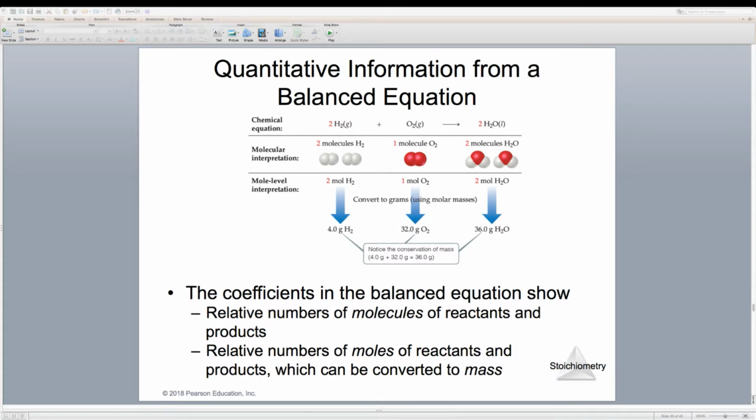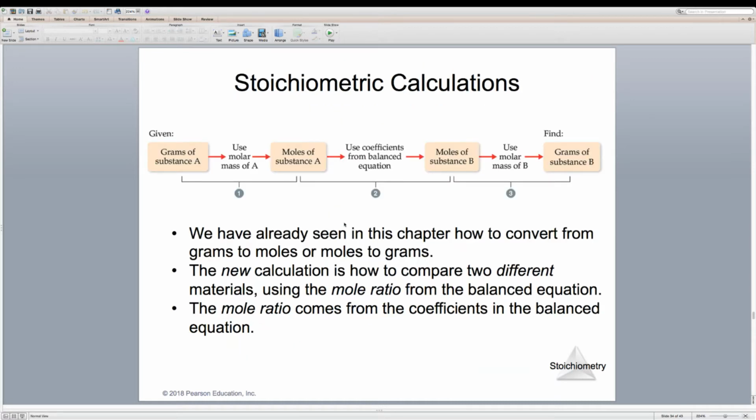Now, quantitative information from a balanced equation is going back into our stoichiometry, and we're going to go back into the question that was about theoretical yield. The coefficients in a balanced equation show the relative number of reactants and products, and it will also allow you to convert that into mass, depending on how much you are going to form or how much you are going to use. So stoichiometric calculations using a chemical reaction usually start with grams of a substance, whether it be a product or a reactant. It doesn't have to be one or the other.